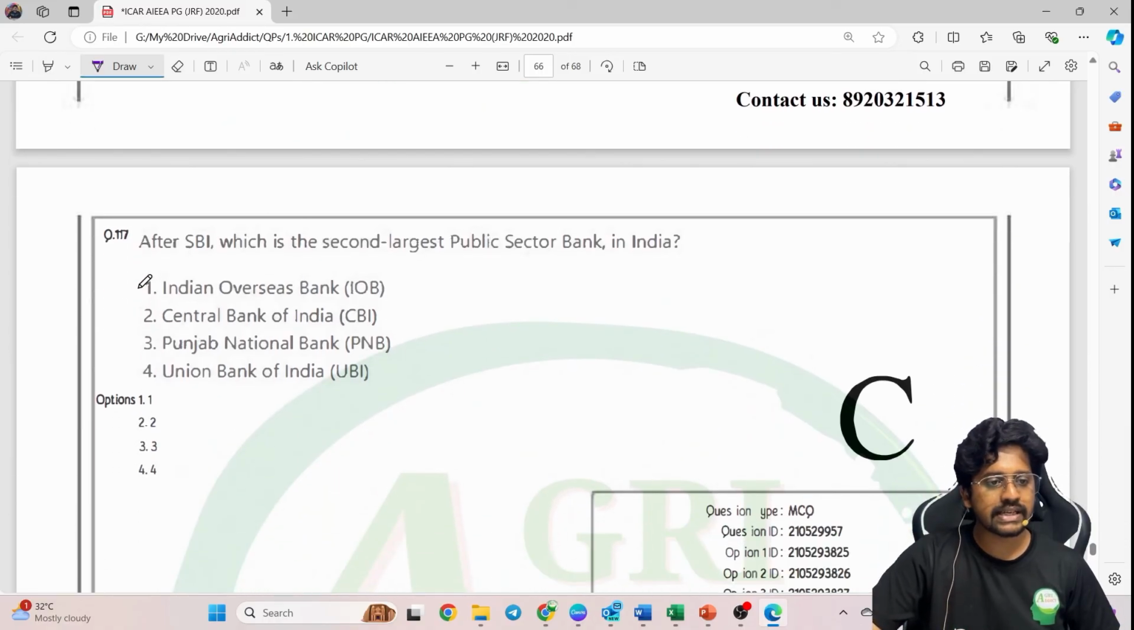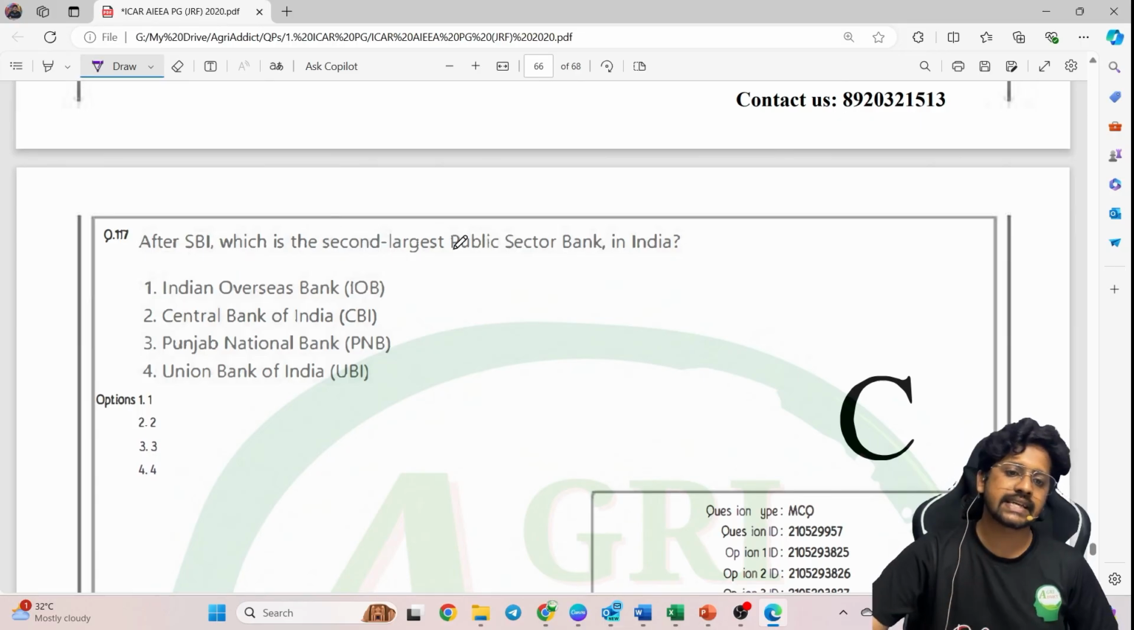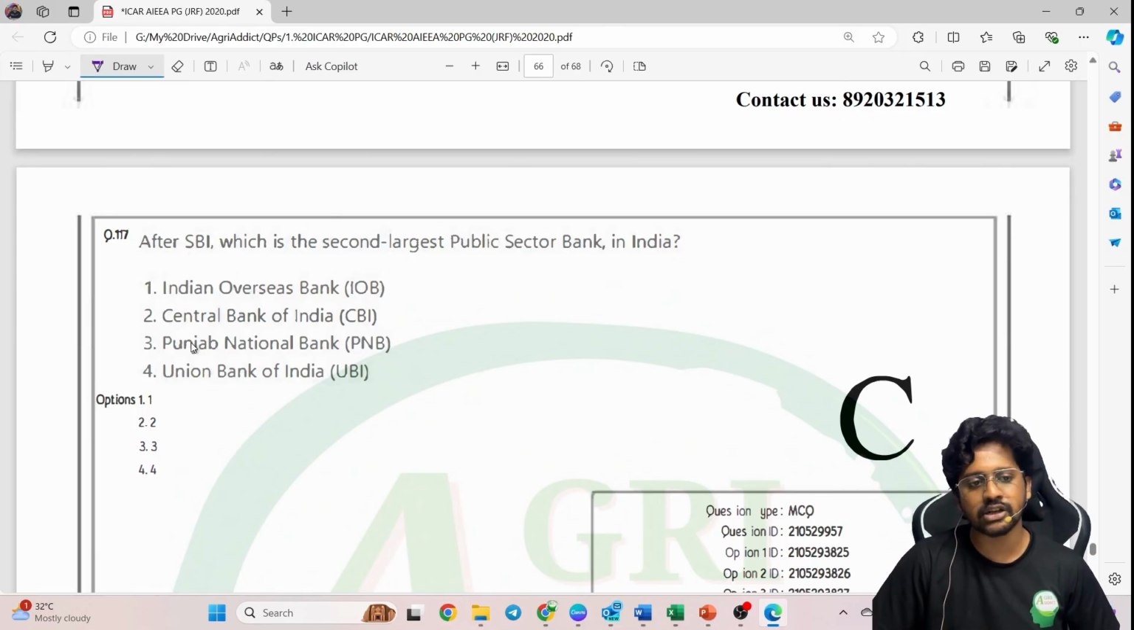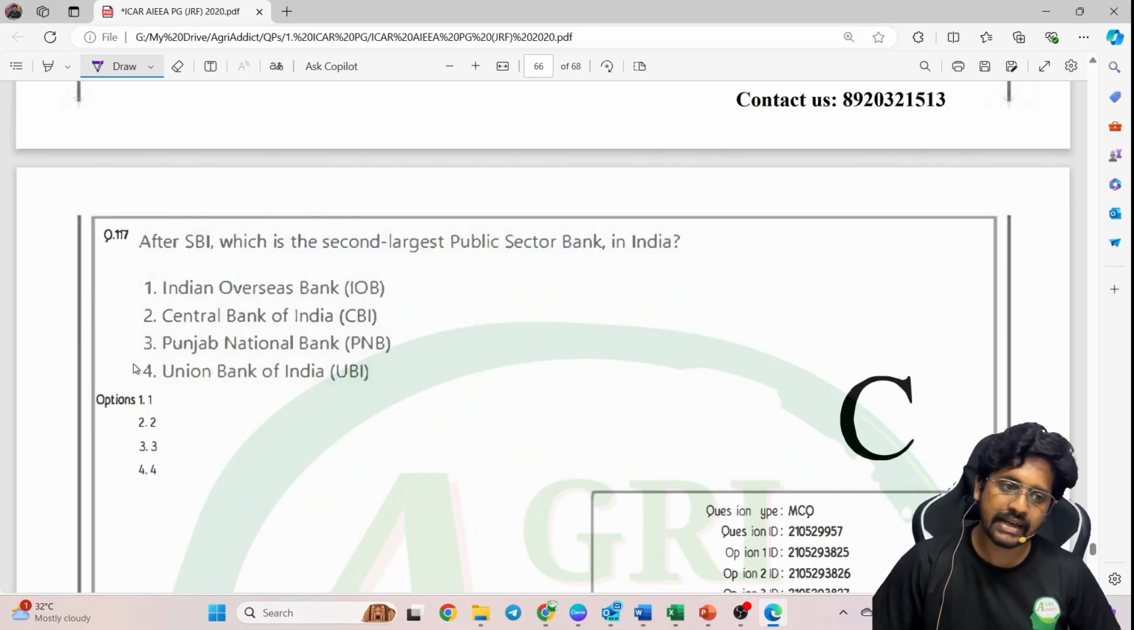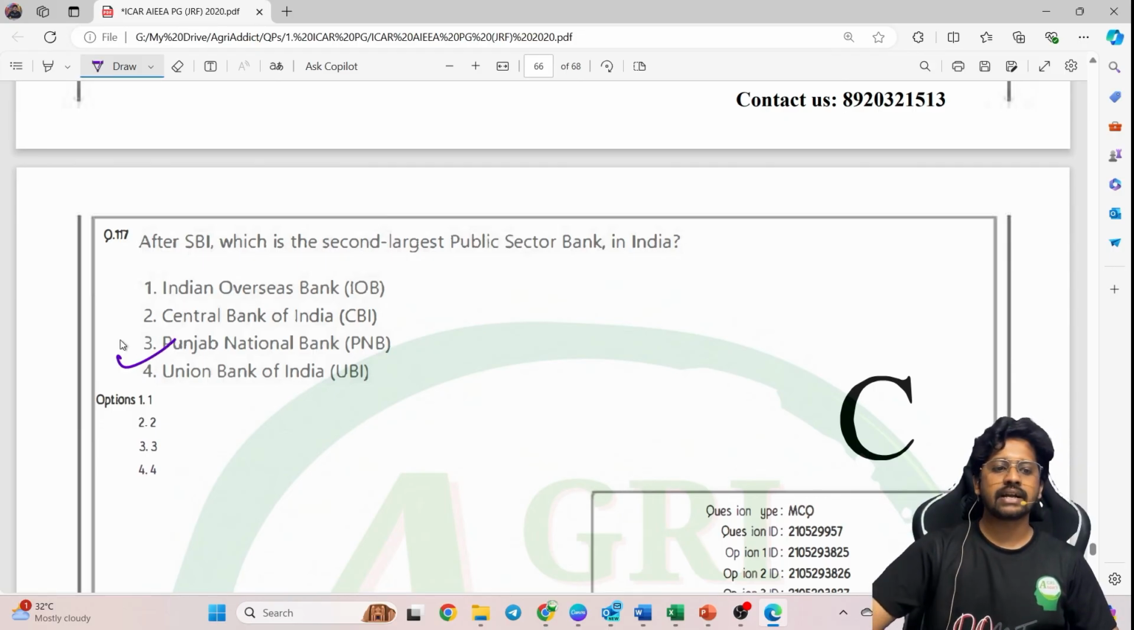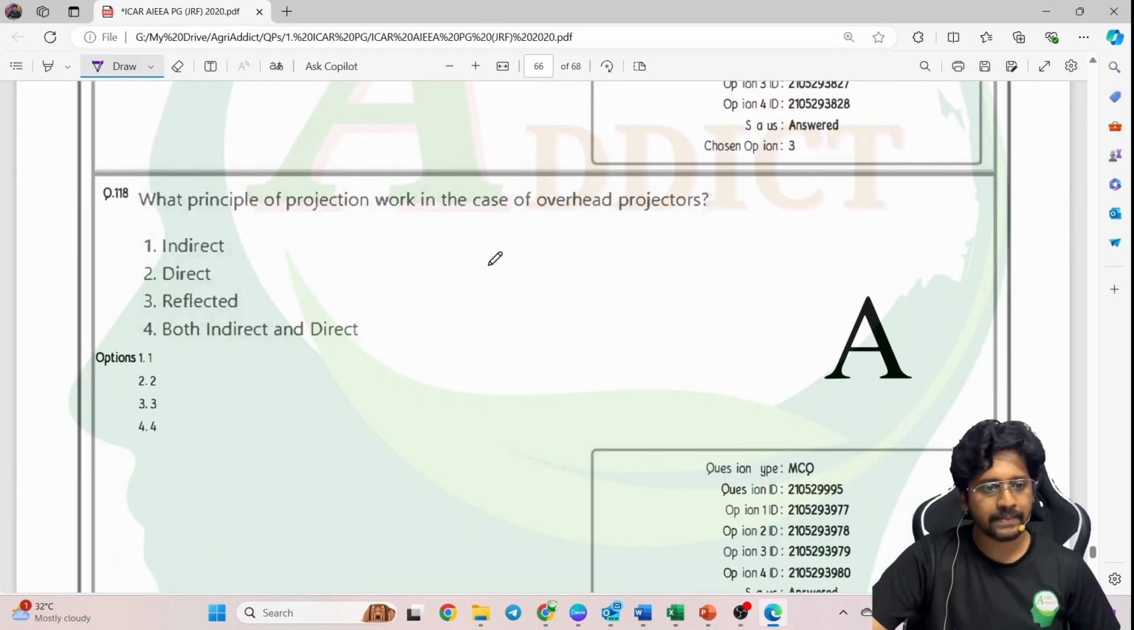So the next question is, after SBI, which is the second largest public sector bank? SBI is the largest public sector bank, and next to SBI, the second largest public sector bank, this is a factual question, is nothing but the Punjab National Bank. Third option is the correct answer.